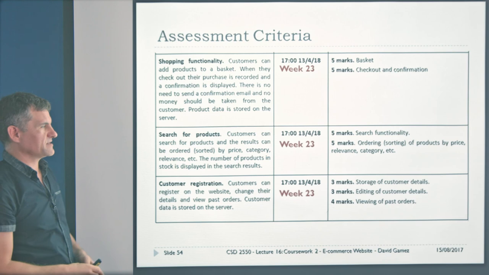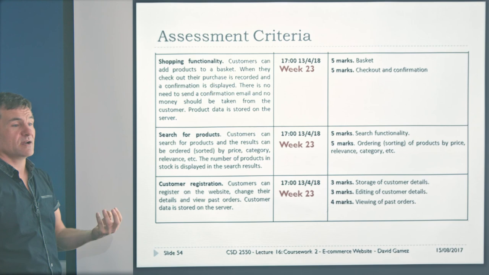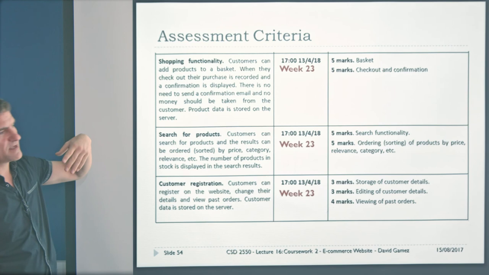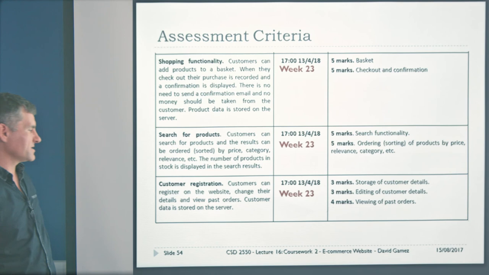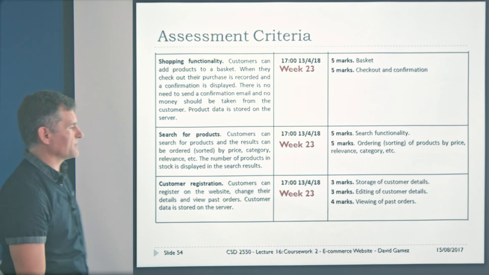There's a registration functionality, so the customers should be able to register on the website. You can use similar ideas to what we were talking about in the first piece of coursework with the registration game website. So customers should be able to register, except in this case, the customer's details are going to be stored server-side. And the customer should be able to view past orders, and all the customer data is stored on the server. So there's 3 marks for storing customer details, 3 marks for enabling the customers to edit their details, and 4 marks for viewing past orders on the website.